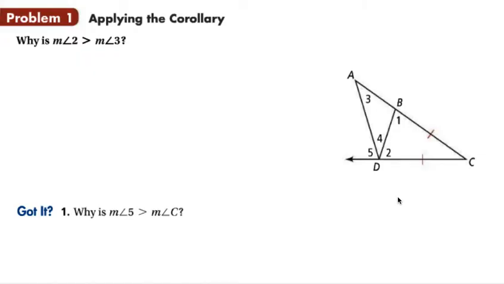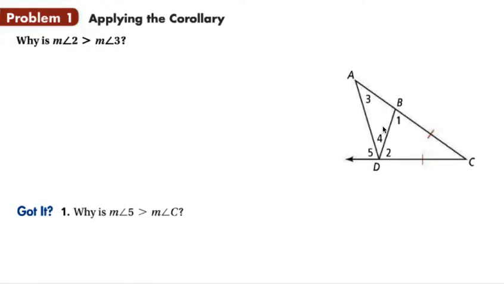So here's an instance where we can apply this corollary to solve a problem. It says, why is the measure of angle 2 greater than the measure of angle 3? Why is this angle down here bigger than this angle up here? Well, when we just look at that, it doesn't seem obvious to us. So we have to actually go through and analyze what we're given in this picture.